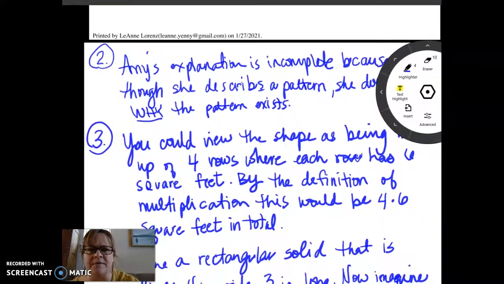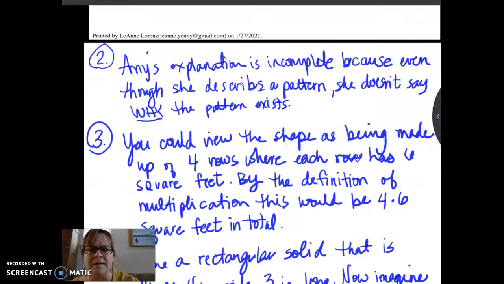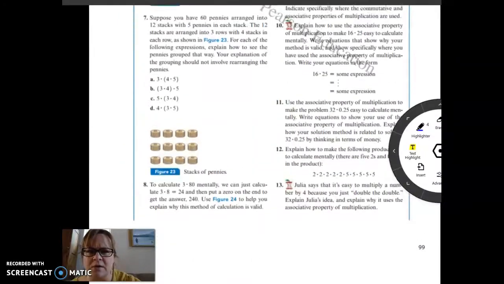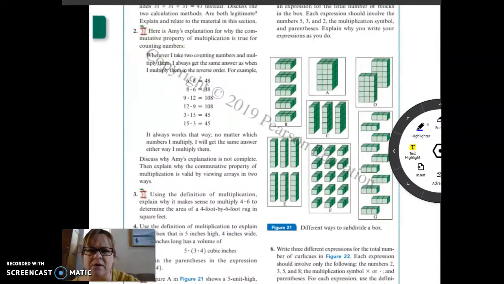All right, so Amy's explanation is incomplete because even though she describes a pattern, she doesn't say why the pattern exists. In her example, she's talking about what she notices, that 6 times 8 is the same as 8 times 6, but she doesn't talk about why that pattern exists. And so we know that for any whole numbers a and b, we can imagine that a rectangle is a units long and b units wide, right? And that works for any whole numbers.